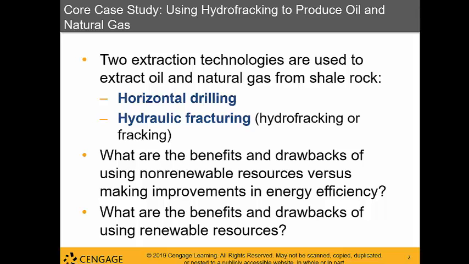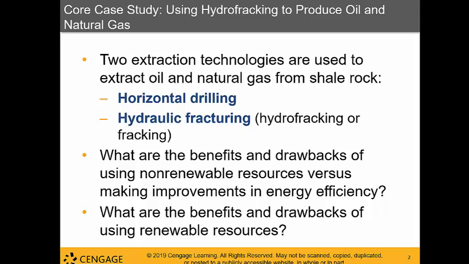And hydraulic fracturing, fracture means breaking, is also known as hydrofracking. Okay, that's when rocks are broken or cracked to release the gases, and a tube is used to collect the gases as they're being released from these layers of rock deep in the earth.